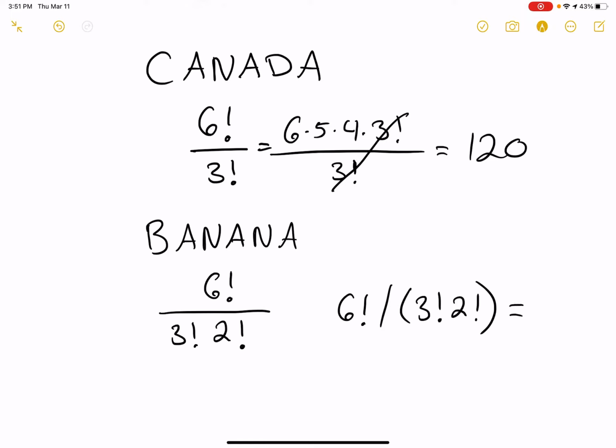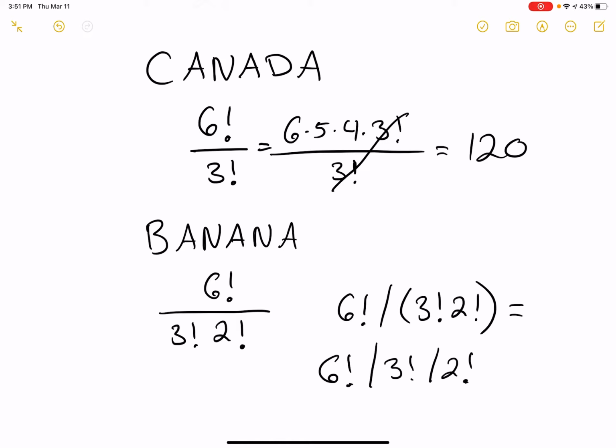For those of you with a phone right now, do 6 factorial, divide 3 factorial, divide 2 factorial.